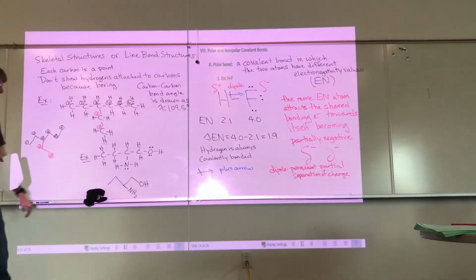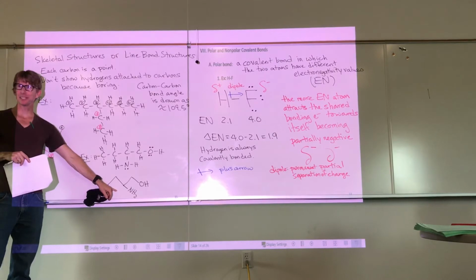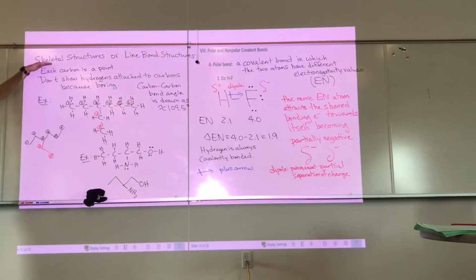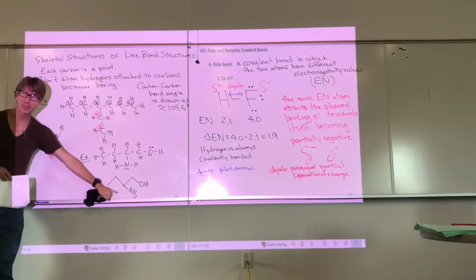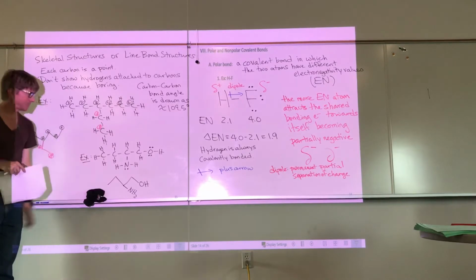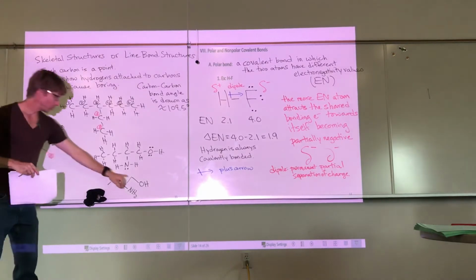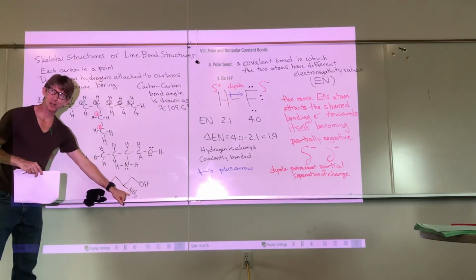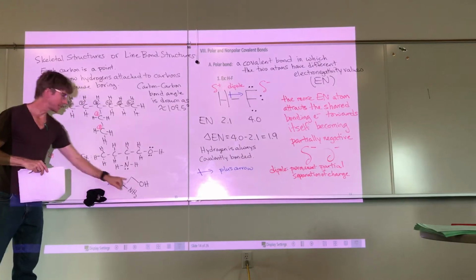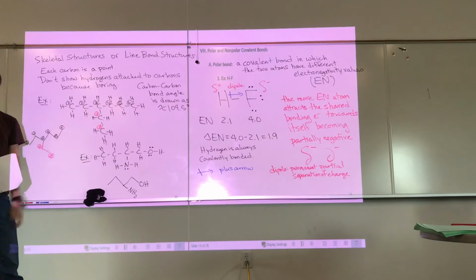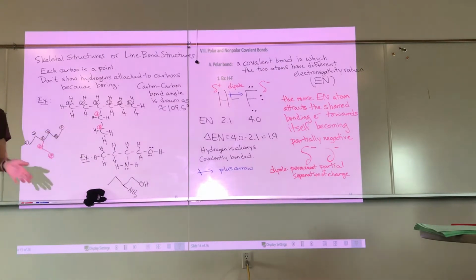What is the name of this compound? The system is called skeletal structures or line bond structures. Let's see, I think it would be 1, 2 amino, 1 butanol. Yeah, no, we're not responsible for names.